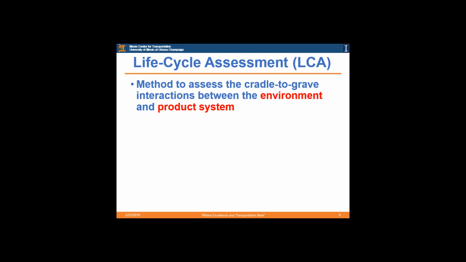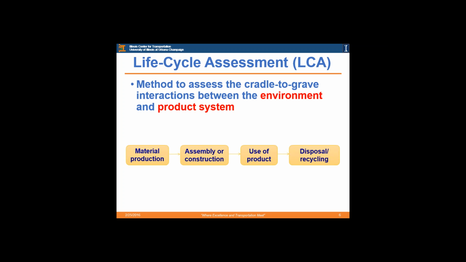So simply, this can be defined as a method to assess the cradle to grave interactions between the environment and the product system. So for any general system, we typically have 4 stages. You can see the material production, assembly or construction of the system, the use of the product system, and finally the disposal or recycling of the system.